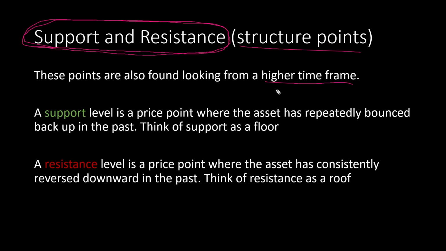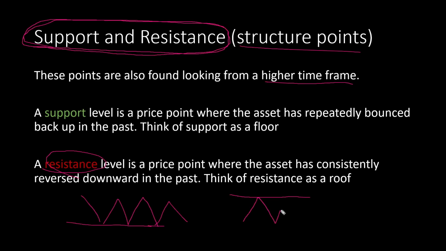A support level is a price point where the asset has repeatedly bounced up in the past. So you think of it as a floor. Price isn't going to go lower than that level. Second thing is resistance, and you're going to want to think of that as a roof. So price isn't wanting to go higher than that level. Resistance, roof or ceiling, price isn't going higher. Support, floor, price doesn't want to go lower.